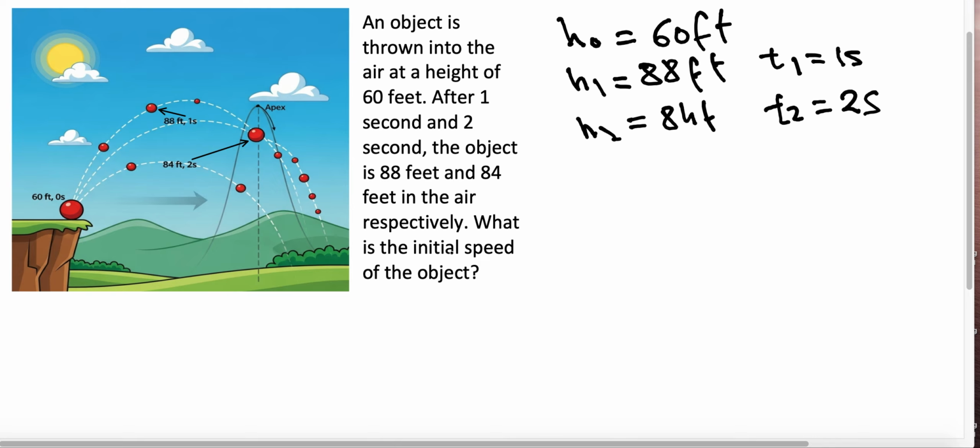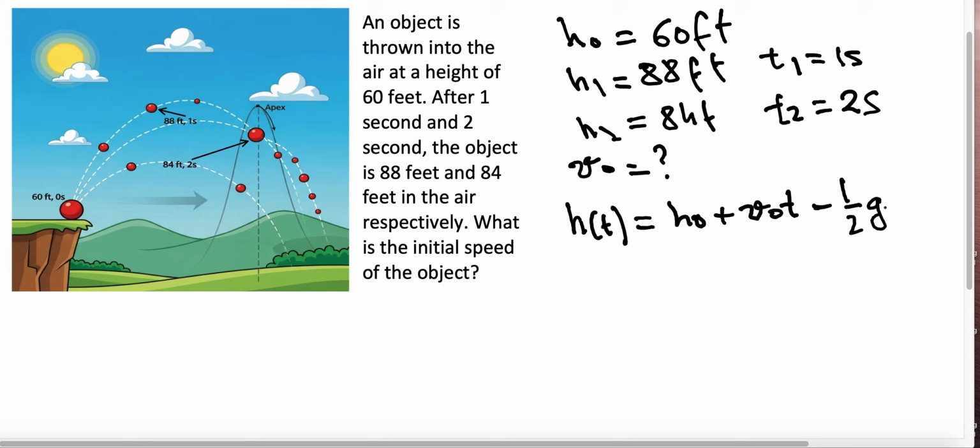And what we want to find? We want to find the initial speed. So initial speed v0 is equal with question mark. If we are looking here for the height of the object, we can calculate it with the formula h0 plus v0t, initial speed or velocity, and here is minus 1.5 gravity times t square.